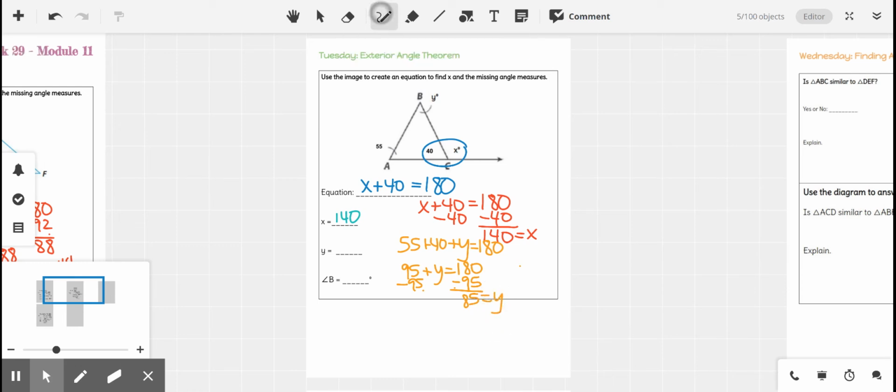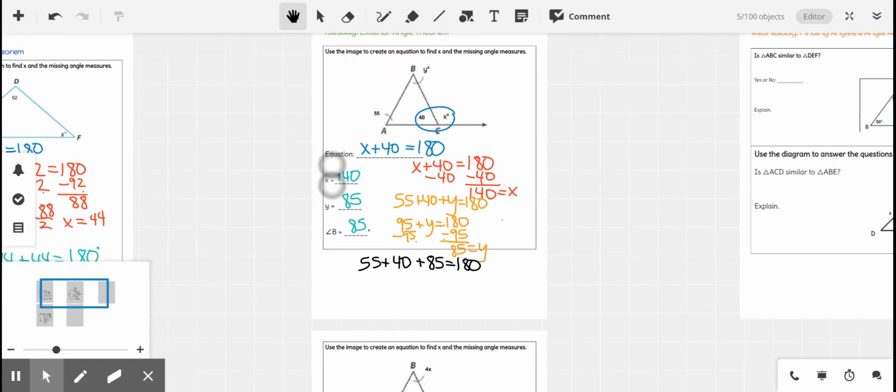All righty, let's plug that in here. All right, so since y is by itself, our angle B is also equal to 85. We can check this by adding up our angles. We have 55 plus 40, that equals 95, plus 85 gives us 180. All right, let's move on to our next one.